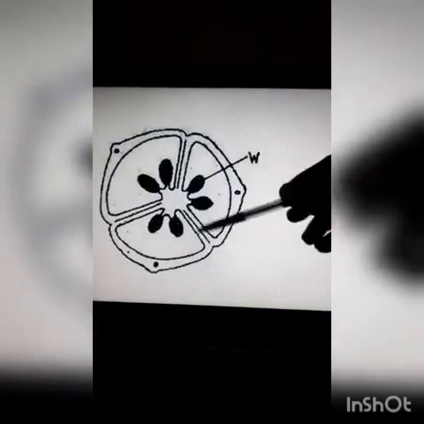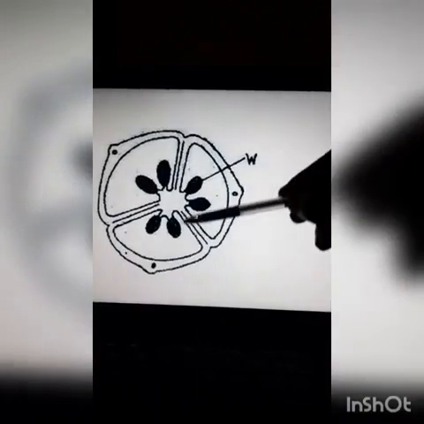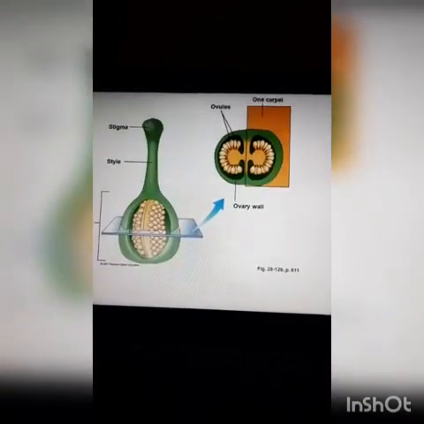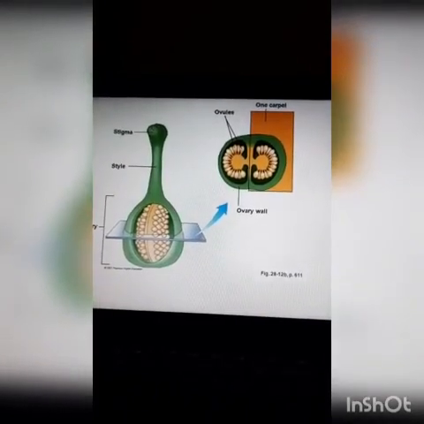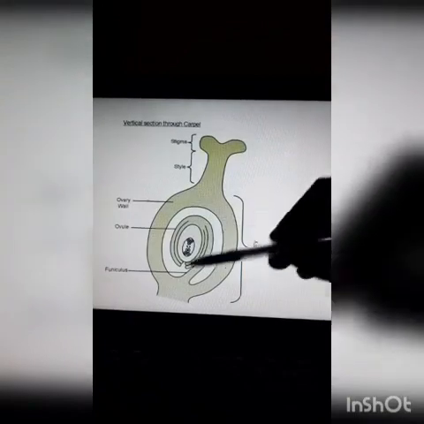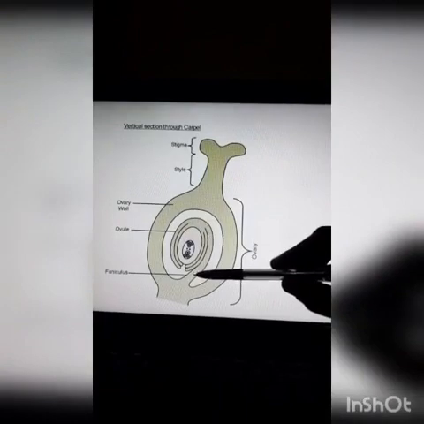Okay. And arising from this placenta are megasporangia, commonly called ovules. I will show you a diagram of the placenta along with the ovule. The number of ovules in an ovary may be one, like in wheat and mango, to many, like in papaya and watermelon. The ovule is attached to the placenta by means of a long stalk called the funicle.